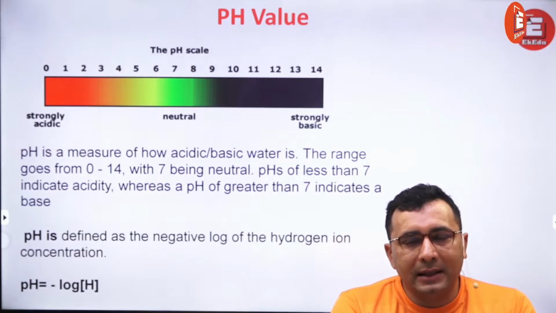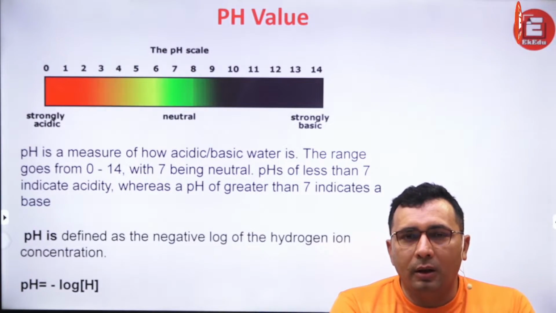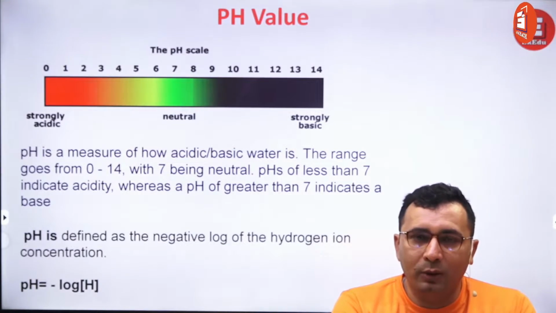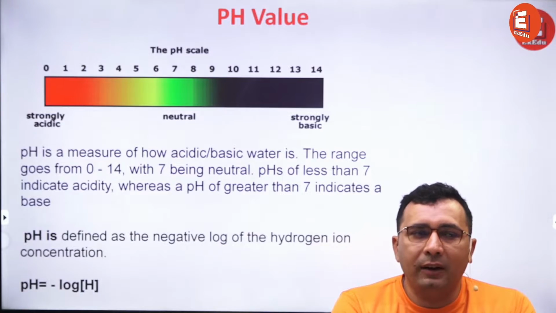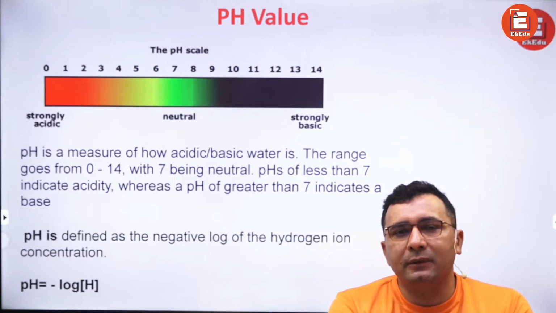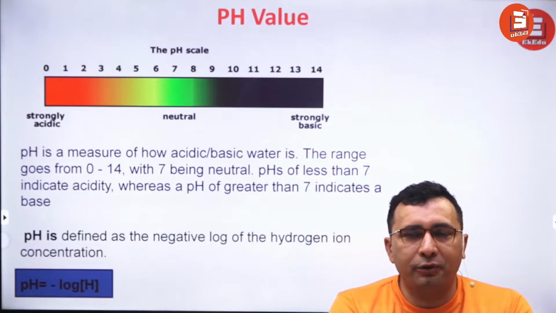Actually, what is the exact definition of pH value? The negative logarithm of hydrogen ion concentration is known as pH value. Yes, the formula is given on your screen. You can see, pH is the negative logarithm of hydrogen ion concentration.